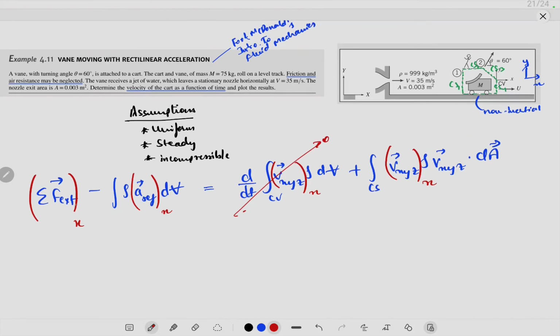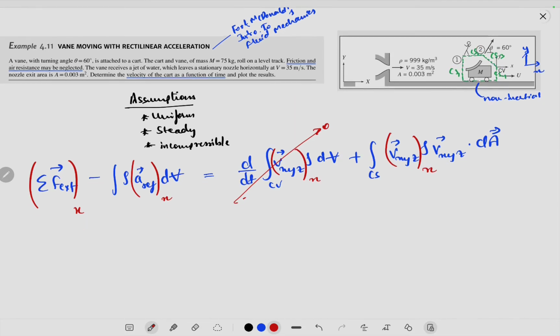Now let's consider the forces acting on my control volume. So the only force which is acting on my control volume currently along the x direction is the force due to atmosphere, right? And because of the symmetry of this atmospheric pressure, the atmospheric pressure would get cancelled out. Okay, so we don't have to consider the force due to atmospheric pressure.